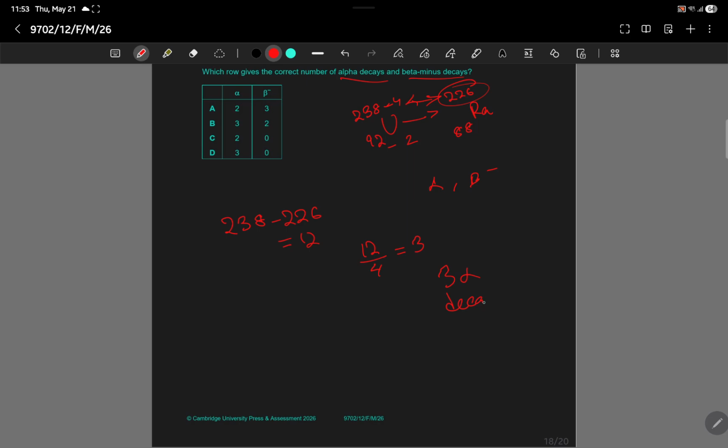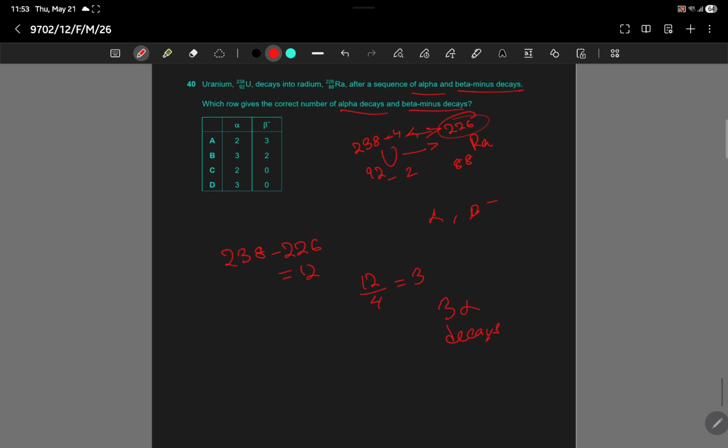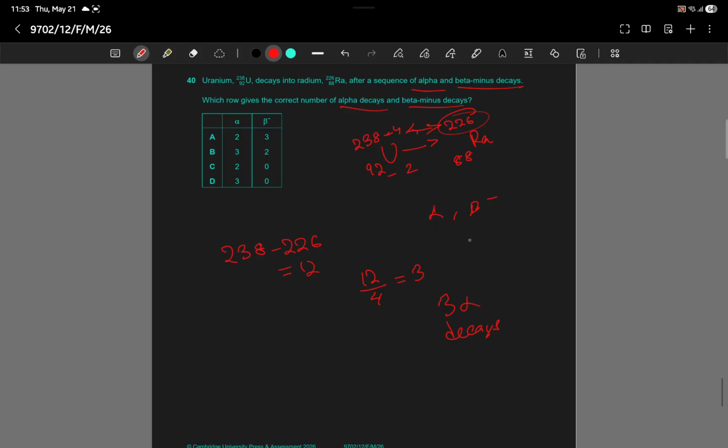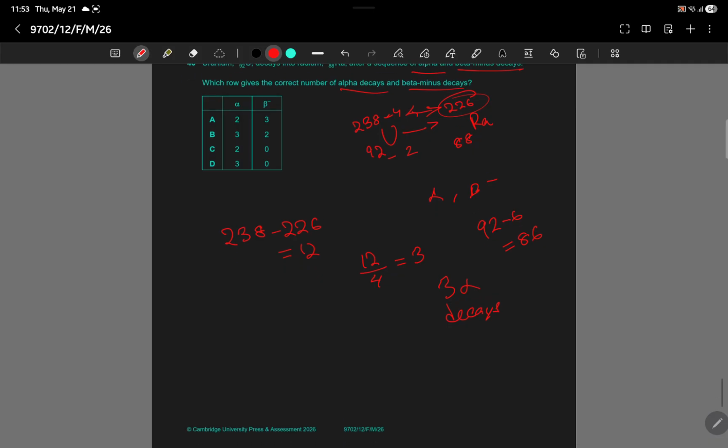After 3 alpha decays, it finally becomes this. So after 3 alpha decays, that means 3 into 2, 6. That means 92 minus 6, 86. But over here it's 88, so it increases by 2. Since each beta minus decay increases it by 1, we have to get 2 beta minus decays. So the answer is going to be B. Okay.